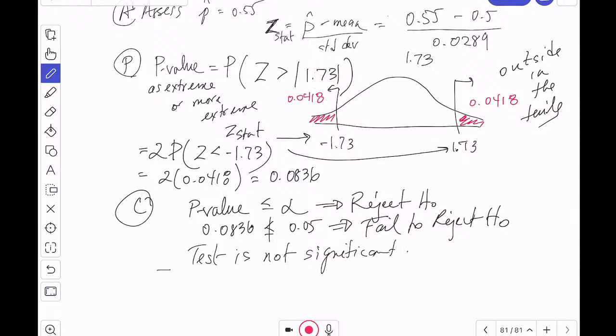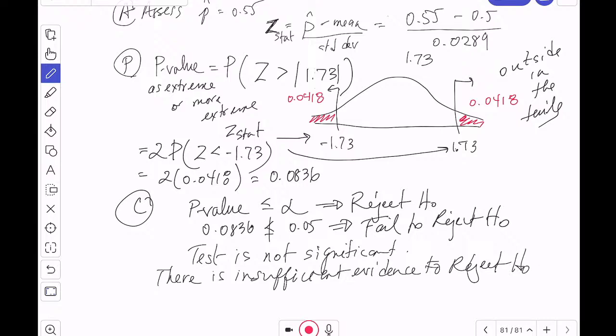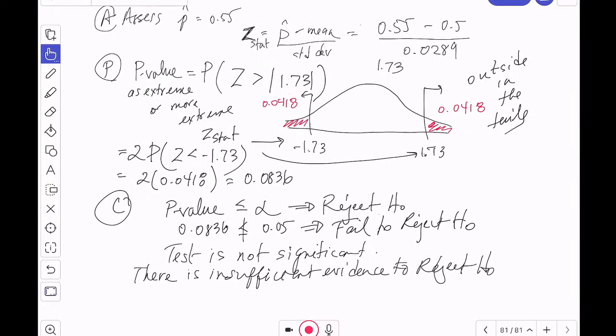And there is insufficient evidence to reject H naught. Any questions?